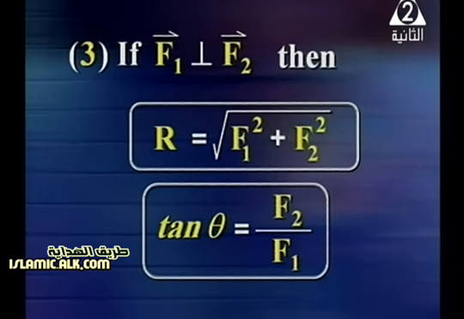Remember, dear student, if we have two forces that are perpendicular, then to find the resultant we use R equals square root of F1 squared plus F2 squared. This is the magnitude of the resultant, but for the direction we use tan theta equals F2 over F1. After that, we find theta equals shift tan, the answer. We find the measure of theta, the angle between F1 and R.